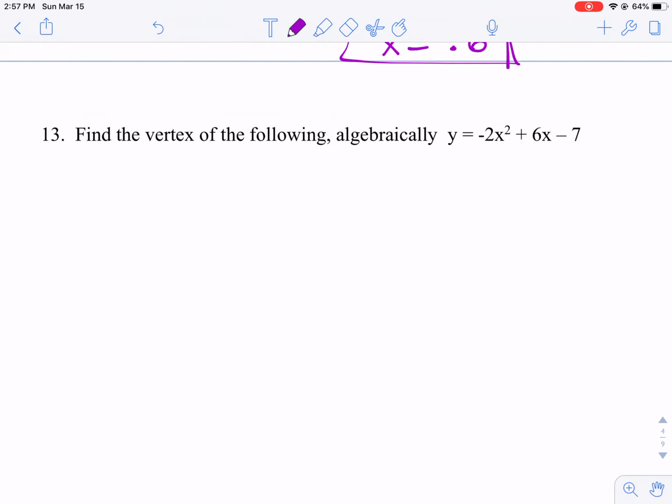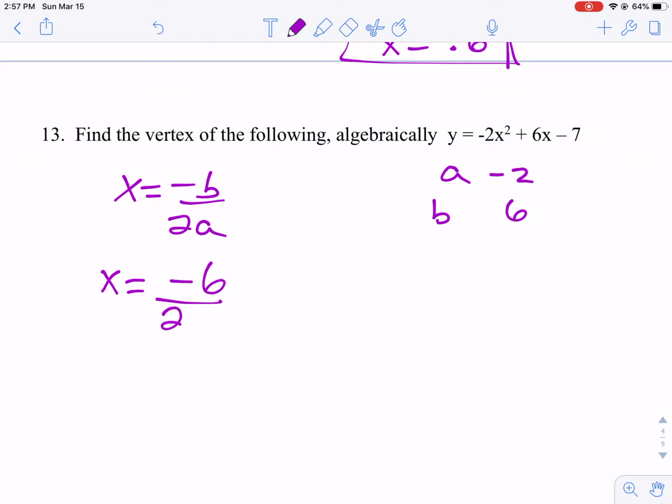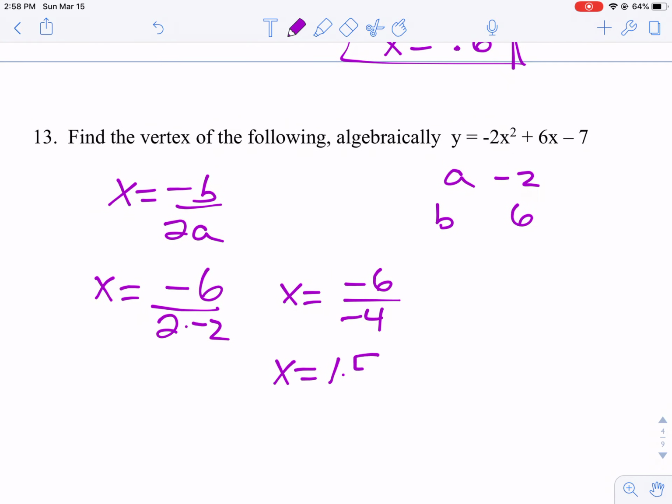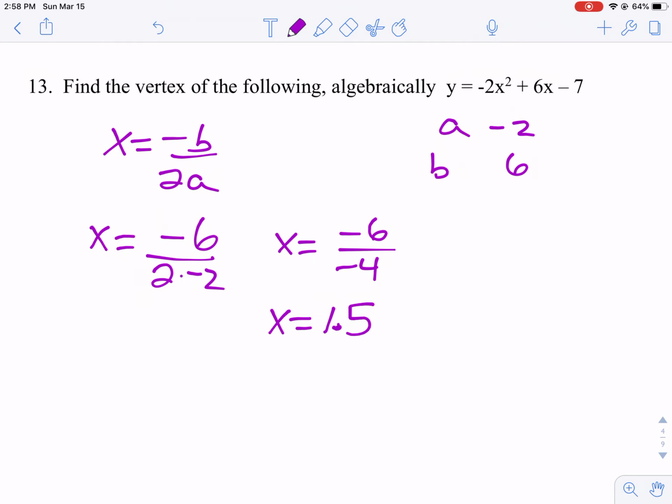All right, find the vertex algebraically. Well, in order to find the vertex, you need the axis of symmetry. So x equals negative b over 2a. A is negative 2, b is 6. Plug them in. So you get negative 6 over 2 times negative 2. Clean it up. Numerator is negative 6, denominator is negative 4. So when you divide that out, you get 1.5. If you want to leave it as a fraction 3 over 2, you can. No big deal, but I like decimals, they are easier to type. Okay, that's the axis of symmetry.